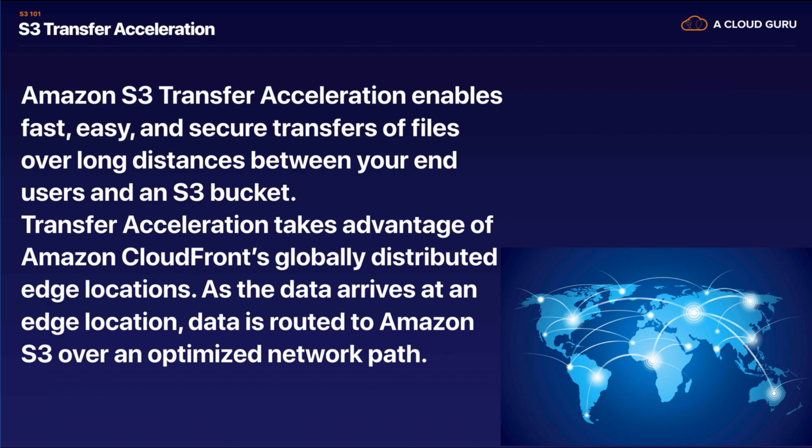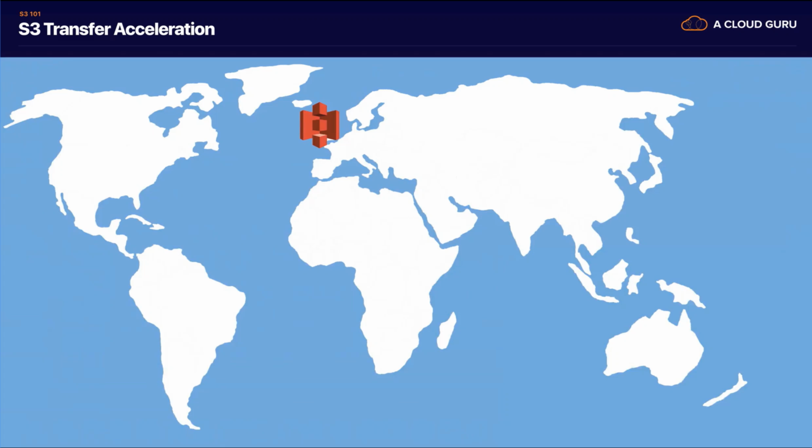Well, basically it enables the fast, easy, and secure transfers of files over long distances between your end users and an S3 bucket. And basically it takes advantage of CloudFront's globally distributed edge locations. As the data arrives at an edge location, it's routed to Amazon S3 over an optimized network path. It's actually using Amazon's own backbone network. So how does this work in person?